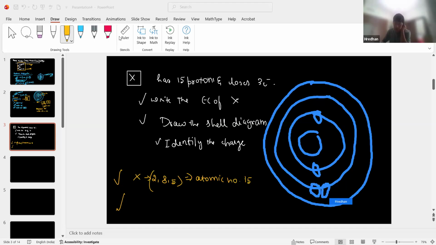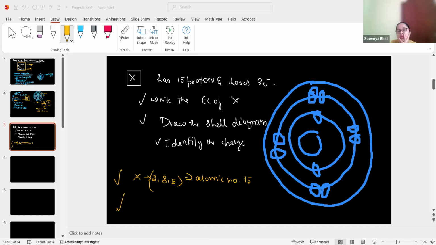I'm not an artist. Then over here, there are 5 electrons. So there's going to be 1, 2, 3, 4. I don't know where the 5th one goes. Here.